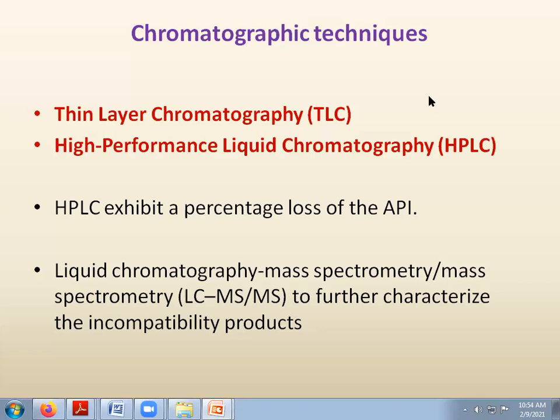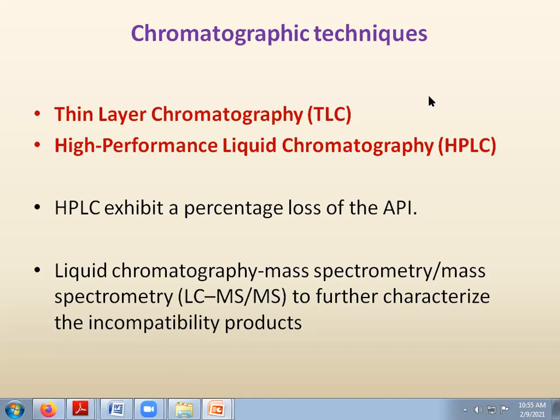We can take a peak of our drug and a peak of our excipient, and then we mix them. If we get separate, distinct peaks, we can say that there is no interaction. Or if we get some merging of the peaks, or there is a tailing factor, tailing factor means broadening of that peak, then we can say that there may be an interaction with that excipient.